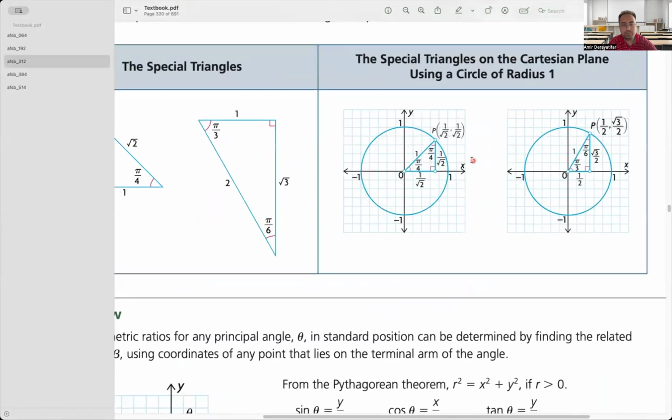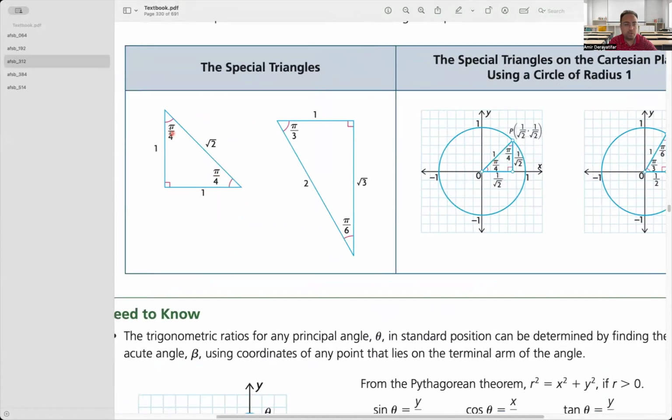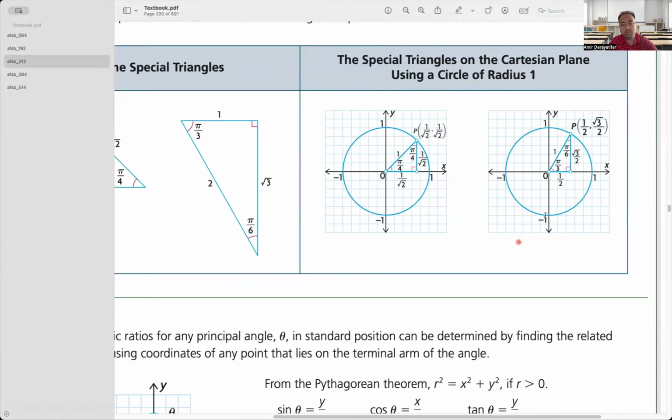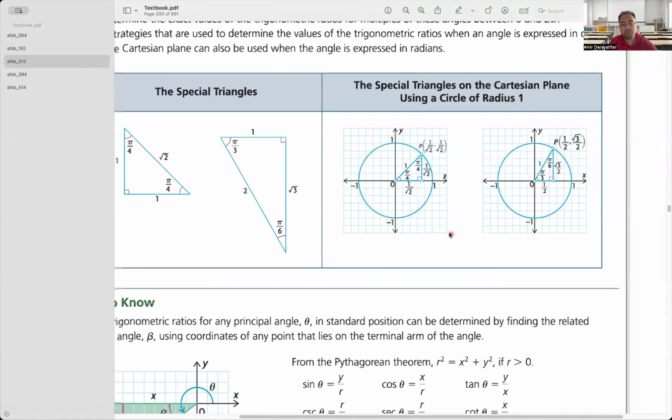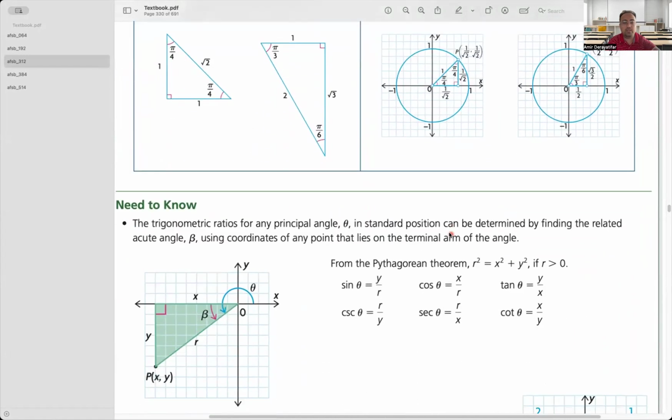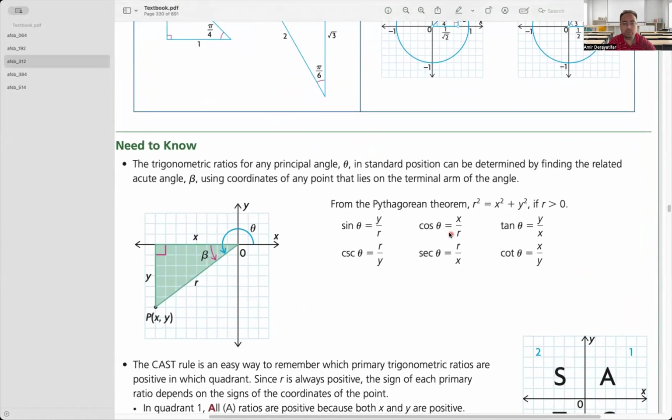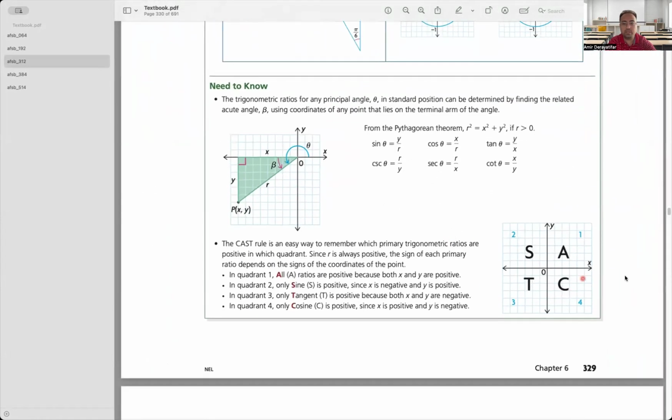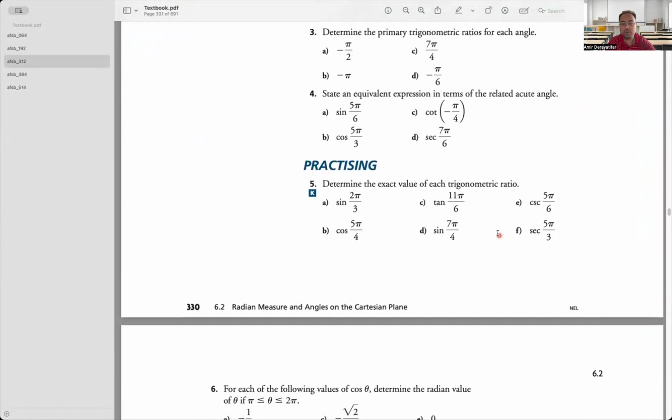So we already talked about the special triangles. Like I said, pi over 4, pi over 4 with sides 1, 1, root 2, and pi over 3, pi over 6 with sides 1, root 3, and 2. Based on that, you can figure out these angles and sinusoidal equations. And the CAST rule, we talked about it. Trig ratios, we talked about it: sine, cosine, secant, cosecant, tangent, and cotangent. All 6 trig ratios. Okay.